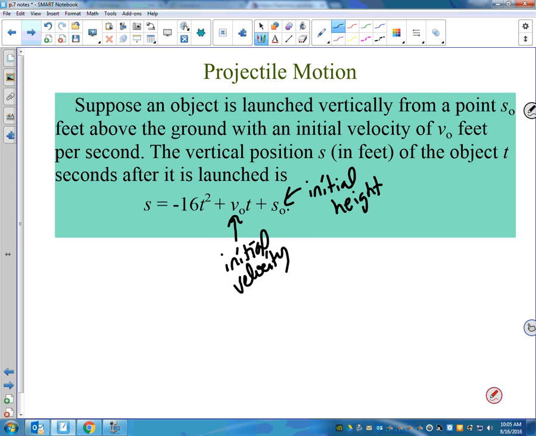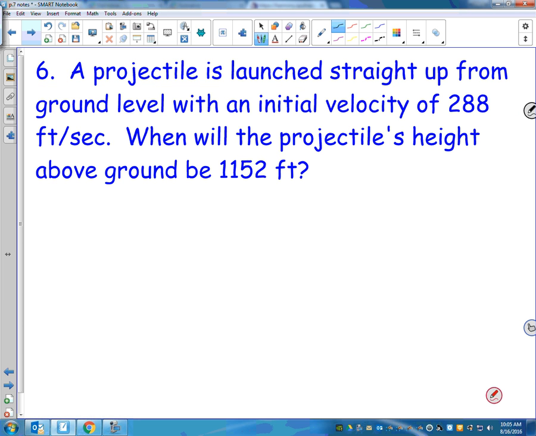Okay? So, ask Miss Dowd about what that means, acceleration due to gravity. I just know that's what it is. It's a constant.